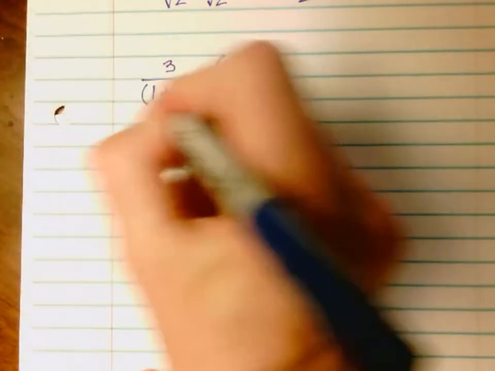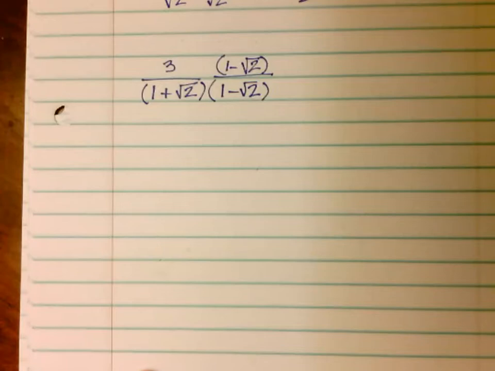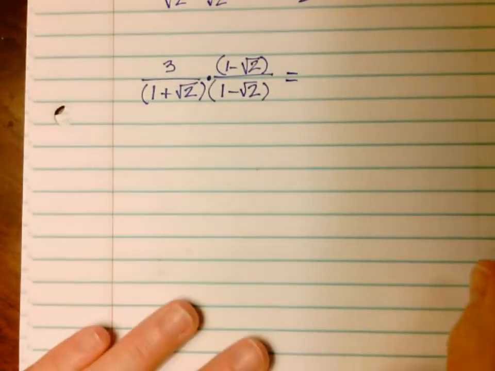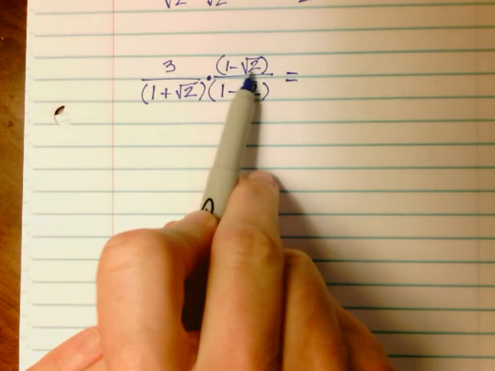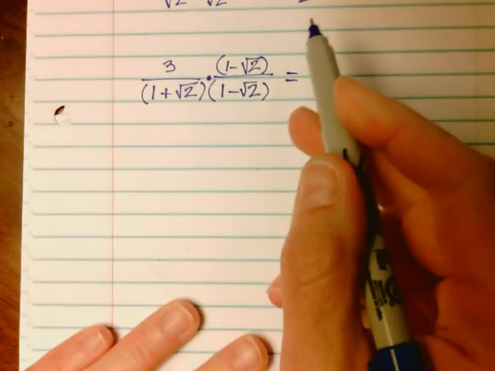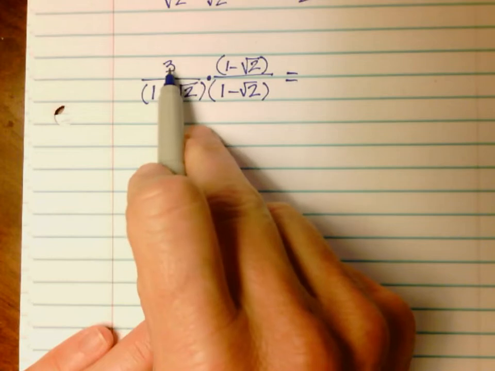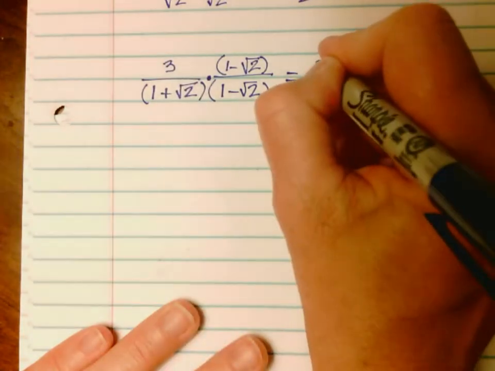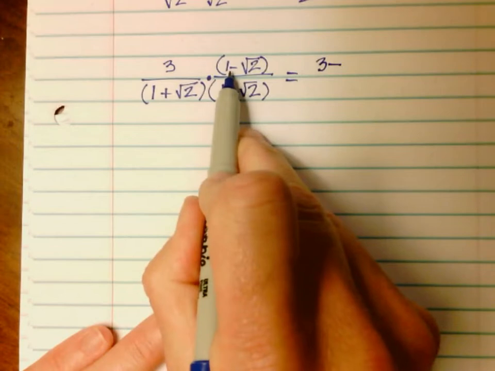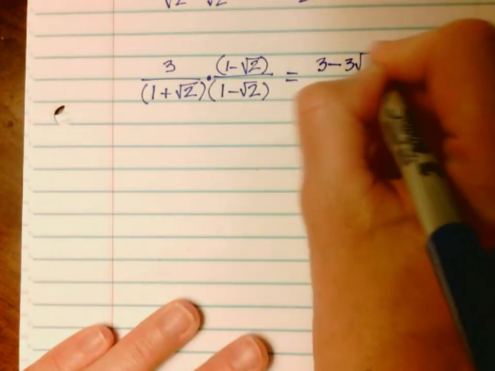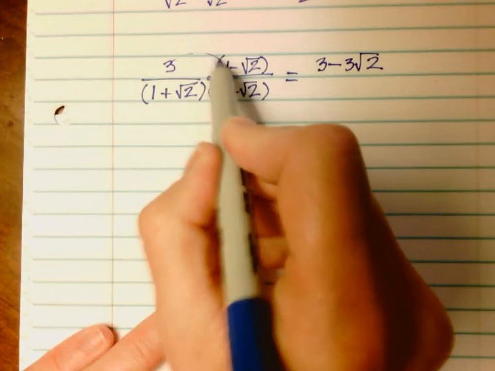Now, you'll notice this is getting kind of complicated. We're multiplying here. And we multiply our fractions by multiplying across the numerator, but we have these two terms. It's basically a binomial. So we are going to distribute the 3. 3 times 1 is 3. 3 times negative radical 2 is minus 3 radical 2. I just distributed the 3.